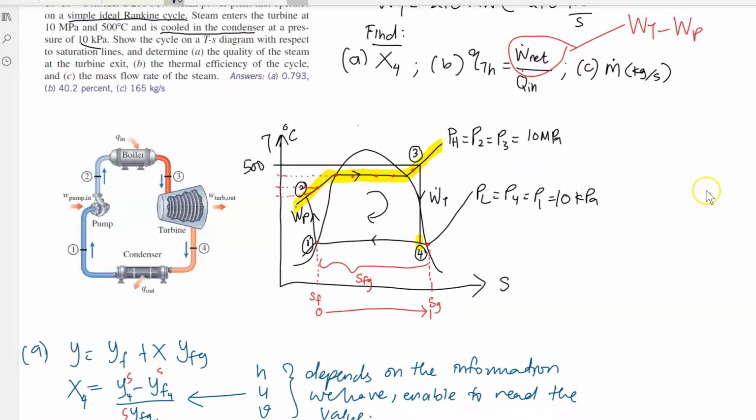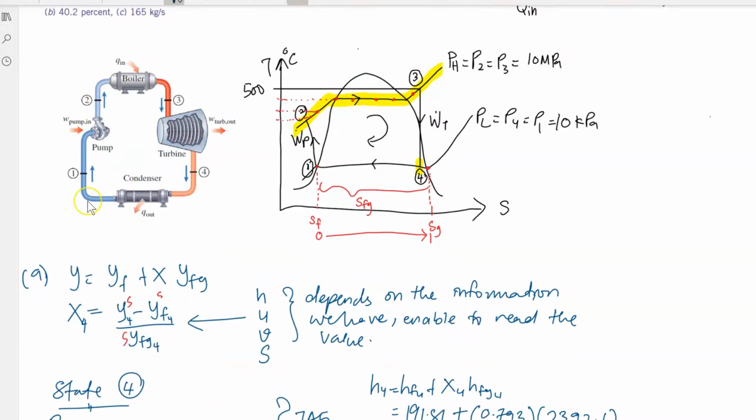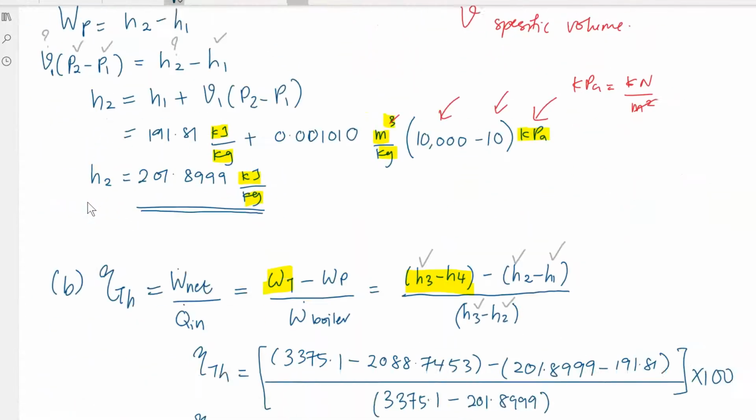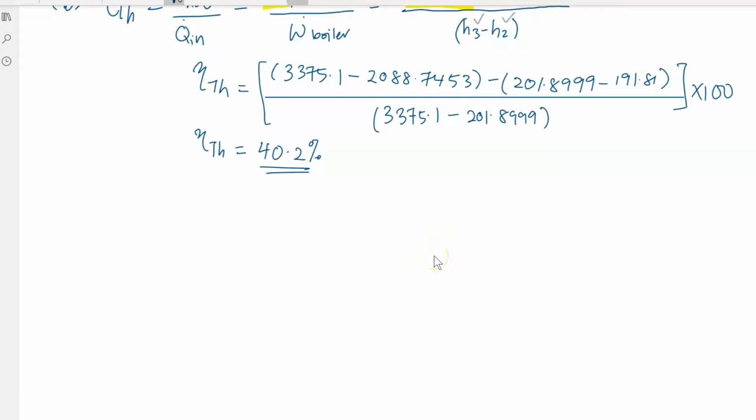Let's move to the last part of this question, where you need to find your m dot, or the mass flow rate of the steam. How much is the mass flow rate going through this cycle, the water inside this part? Let's have a look at that part. In the first sentence of this question, you were given your W dot net, which is equal to 210 megawatt.